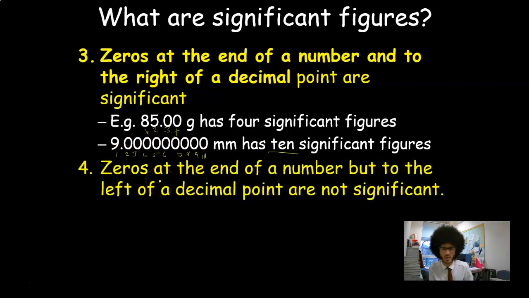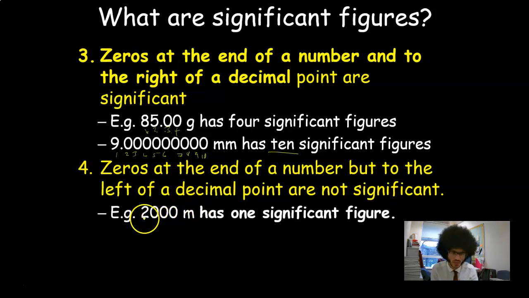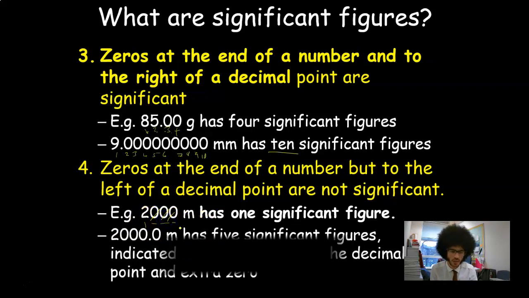The fourth one I want to talk about is zeros at the end of a number, but to the left of a decimal point are not significant. Now, the decimal point cannot be there for them to not be significant. For example, if I got 2,000 meters, these three, there's no decimal there, therefore we would consider this number to only have one significant figure, which is that one there. These we can ignore, okay?